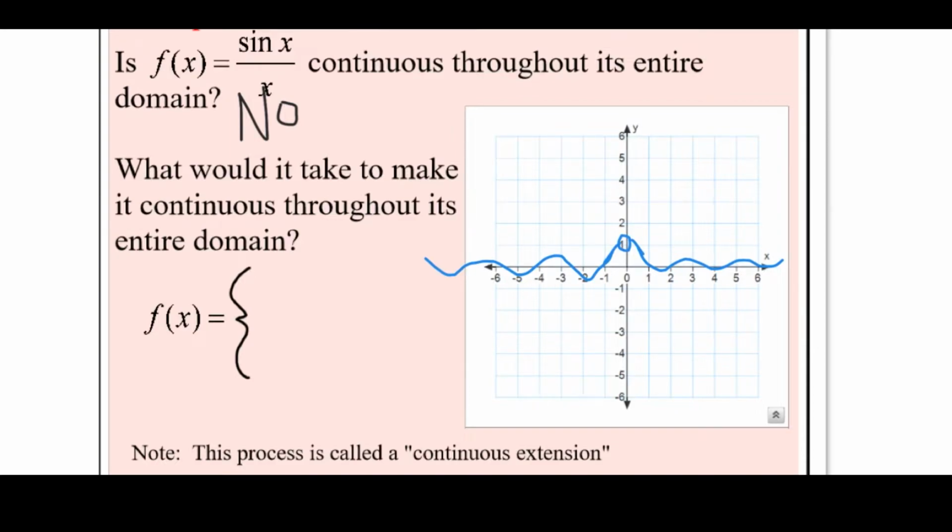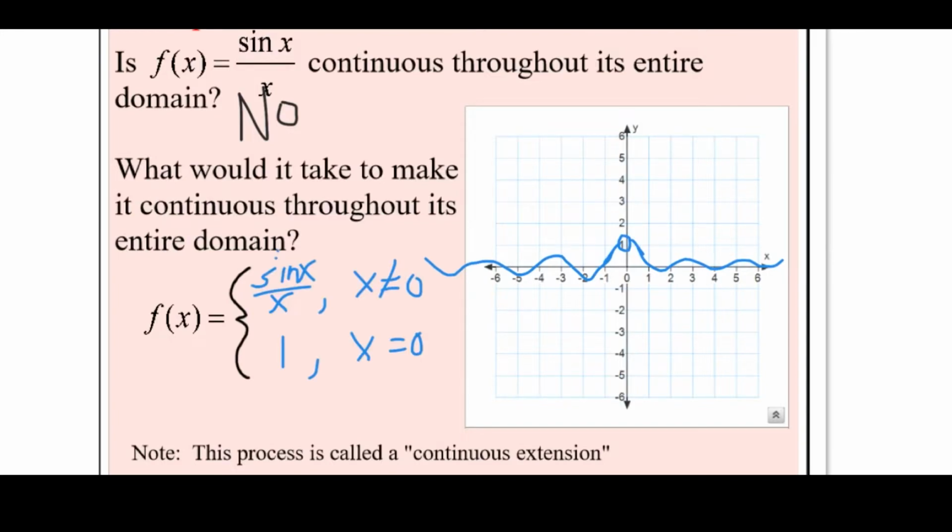So what would it take to make it continuous throughout its entire domain? Well, if f of 0 equaled 1, then it would be continuous, right? Because right now, x can't be 0. So if f of 0 was 1, it would work. So let me show you how you'd write your piecewise function.